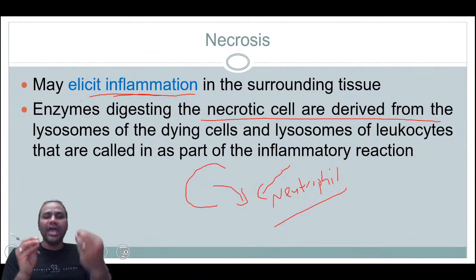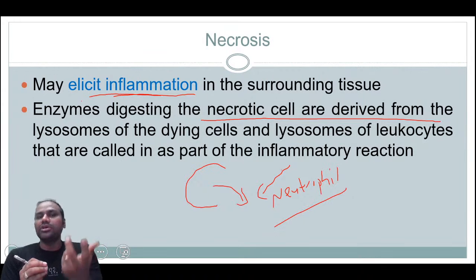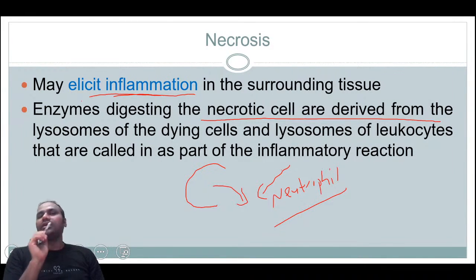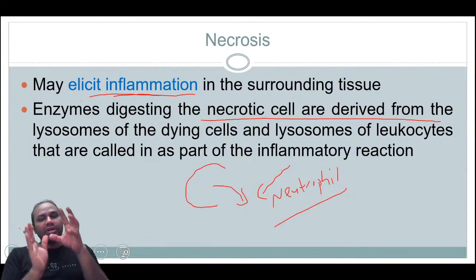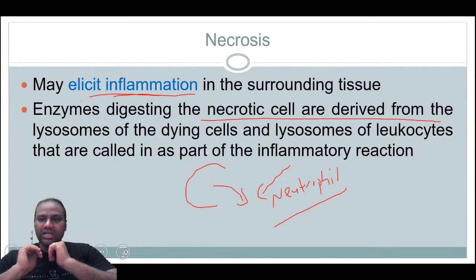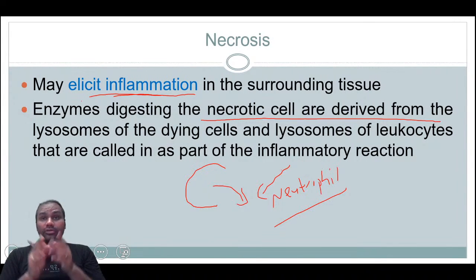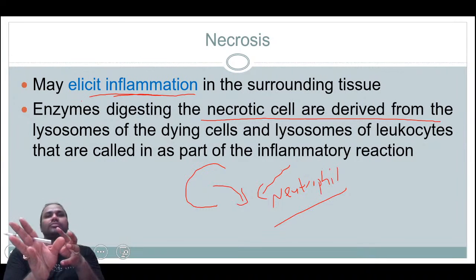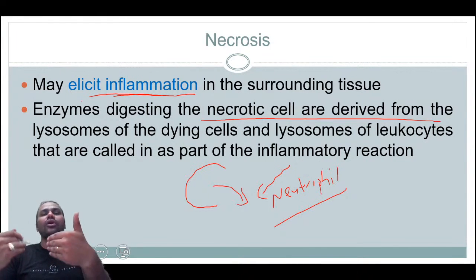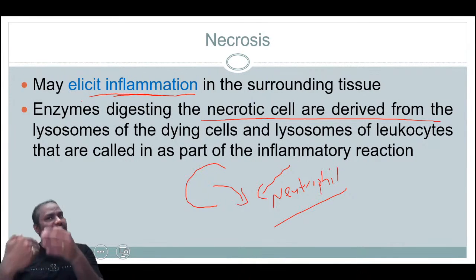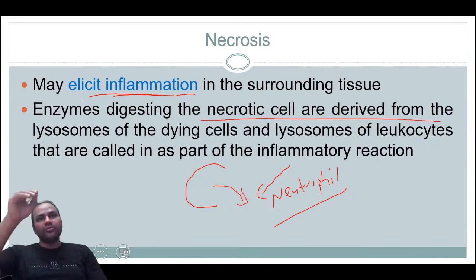Now this concept will help us explain coagulative necrosis, where for some time the structure of the cell is maintained. How is it maintained? Since the blood supply is cut off at once, the infarct will not get blood supply, and hence neutrophils and all will not be recruited at once. Since they are not recruited, their enzymes cannot digest that part, and hence for some period of time coagulative necrosis maintains the outline of the cell.